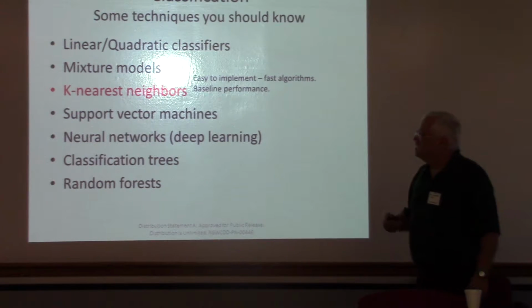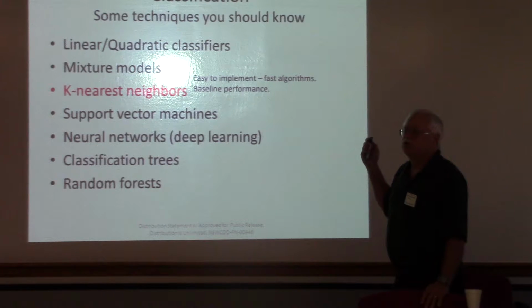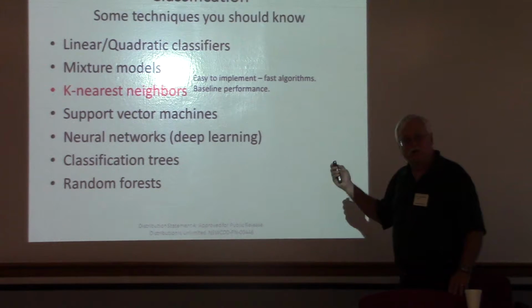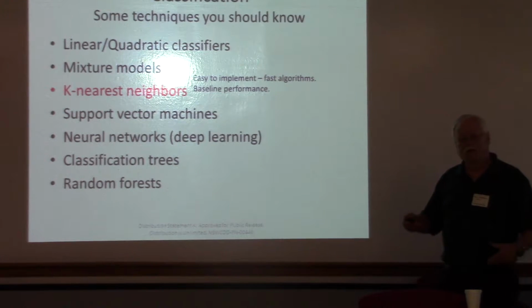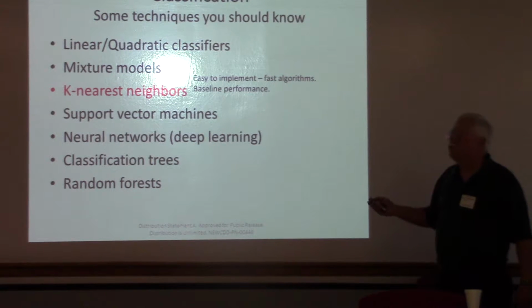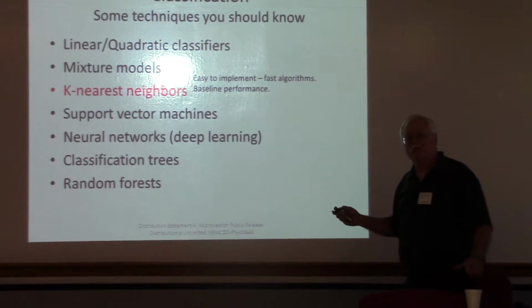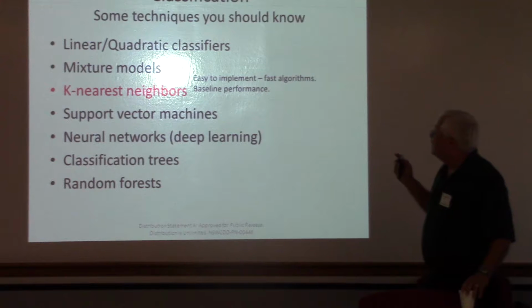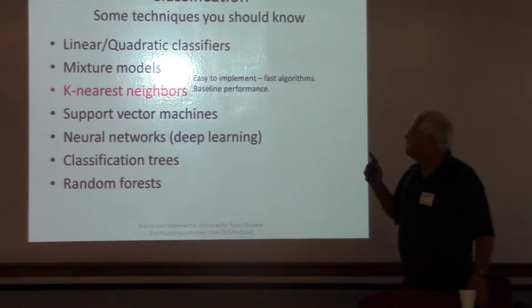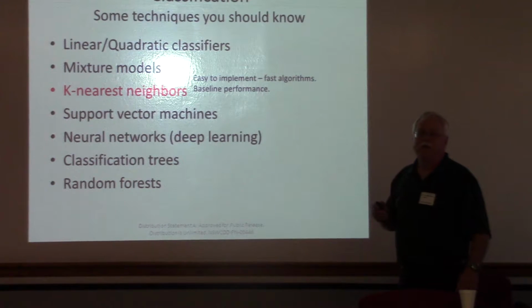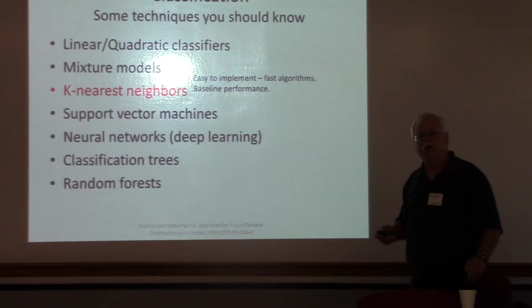K-nearest neighbors, every student should know this one because it's trivial to implement. Any computer science student can write the code for this in 20 minutes, so that's great. And it's generally pretty good. It's almost never the one you want to go with in the real world, but it's generally pretty good.